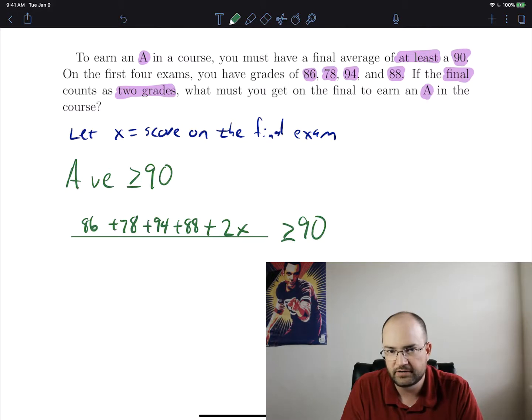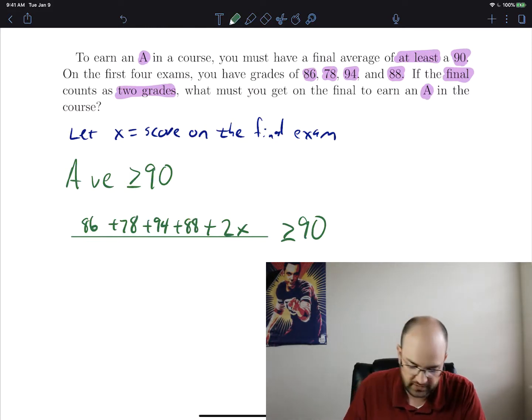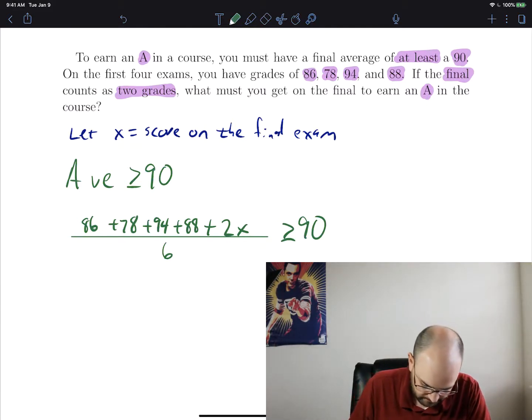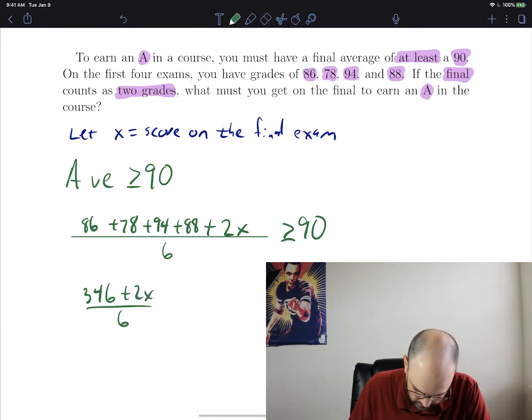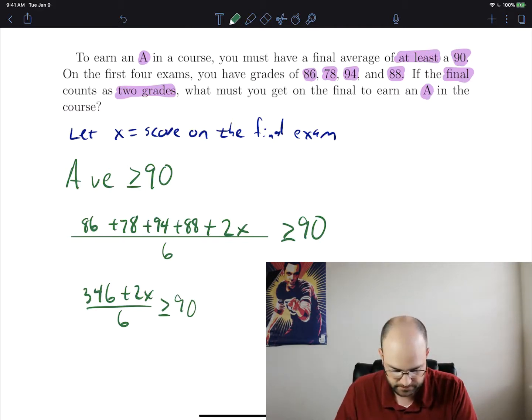Now what about the denominator? Well, how many exams did we have? We had the 4 exams here, and then 2 more exams, so 4 plus 2 would be 6. And here's our inequality. Now, 86 plus 78 plus 94 plus 88 is 346. Notice all I'm doing is simplifying the numerator.